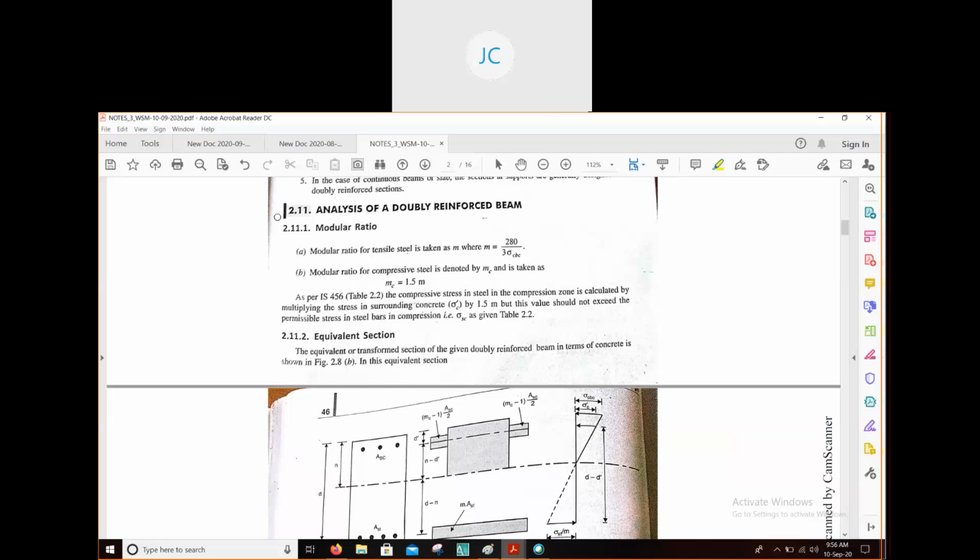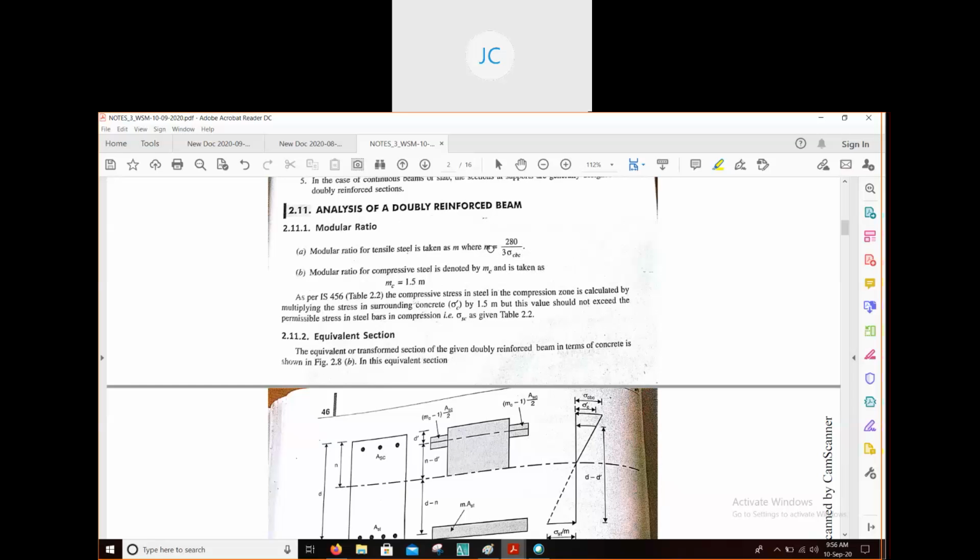Okay, so first we have to see the modular ratio. What is the difference between the modular ratio of a singly reinforced beam and a doubly reinforced beam? You can see here we have to find out two types of modular ratio in case of a doubly reinforced beam. One is the modular ratio for tension steel. That means for the reinforcement which is provided on the tension side, we have to find out the modular ratio, which is the same as the singly reinforced beam. This is the value which we have already used so many times. m equal to 280 divided by 3 sigma CBC.